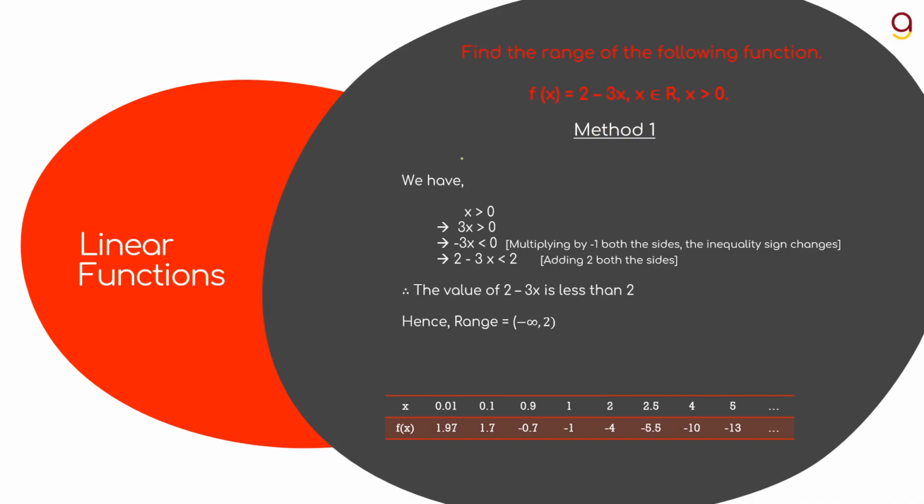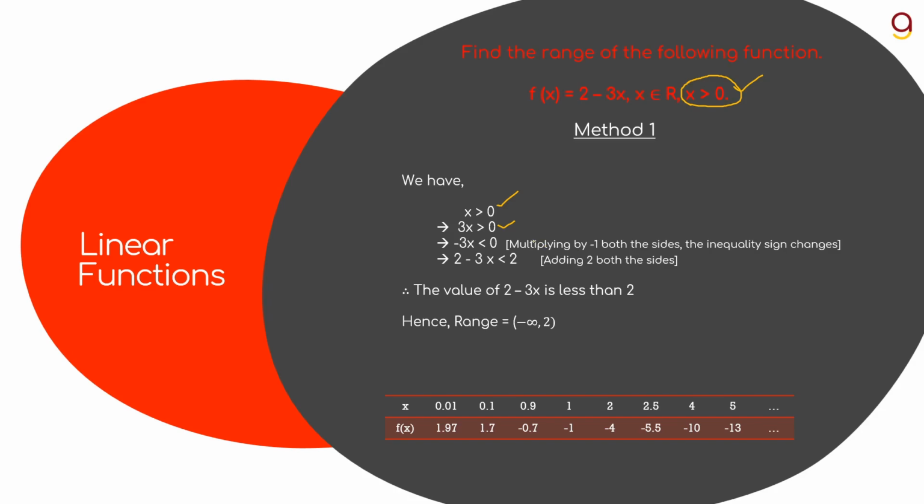Fine. So let's start. In the question, it's mentioned that x is greater than 0. So let's start by using this given condition. x is greater than 0. Next, let us multiply 3 on both the sides. So 3 times x will give us 3x, and on multiplying 3 times 0, we will be left with 0. Next, let's multiply both the sides by minus 1.